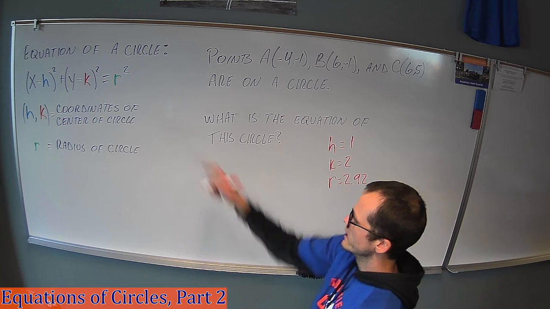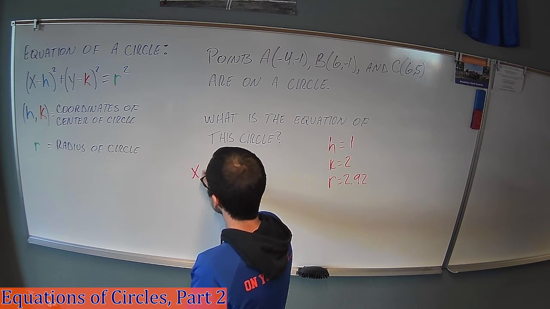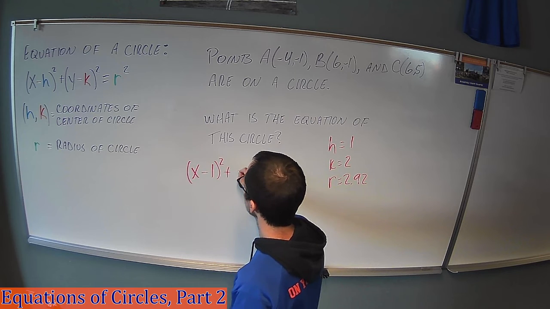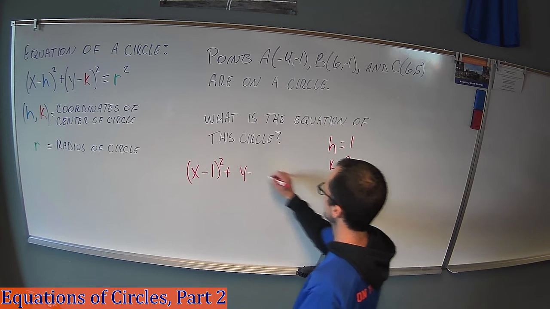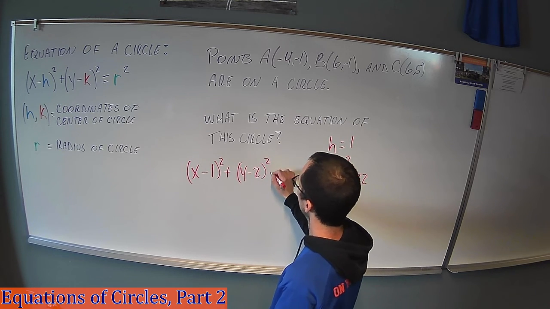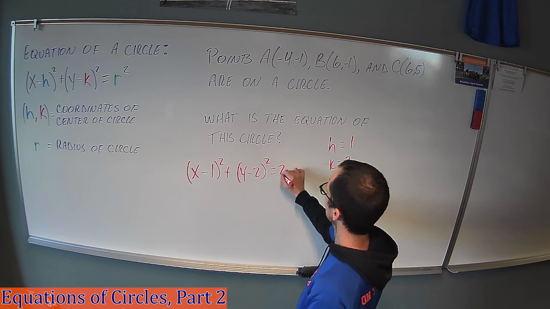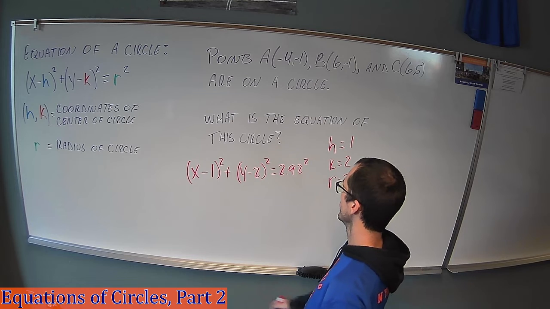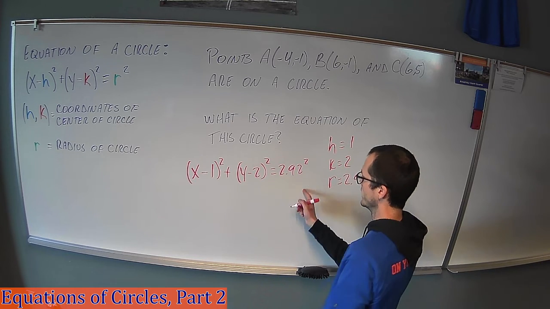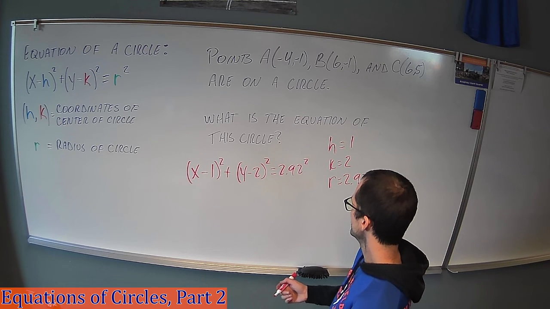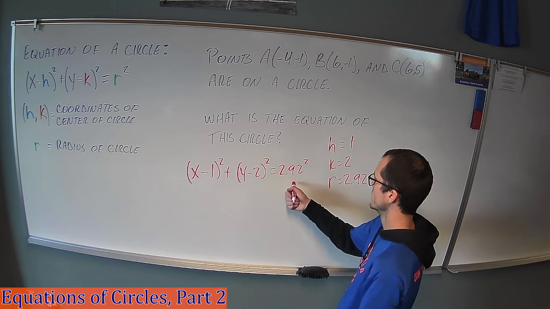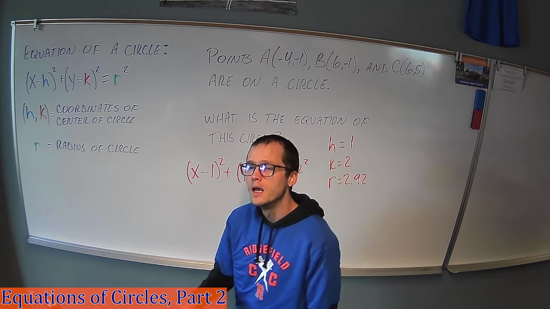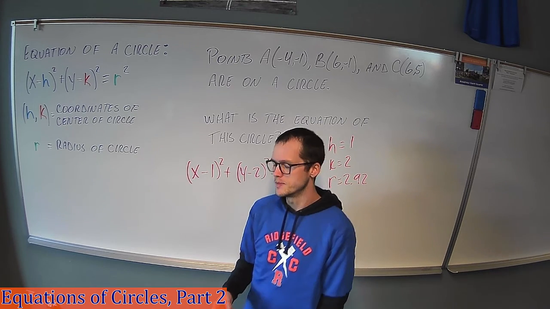So we're going to put it in that form. (x - h)² + (y - k)² = r², so (x - 1)² + (y - 2)² = 2.92². We can throw that 2.92 squared into our calculators if we want and get a number. It's going to be 8-ish. Not quite 9, because if it was 3, it'd get to 9. So it's 8 high, 8.8, something like that. But that's all I'm after for this particular one.